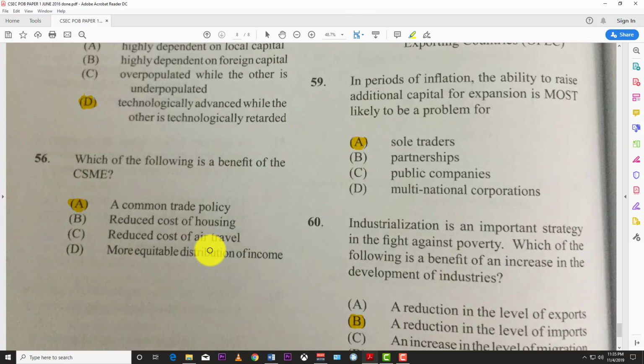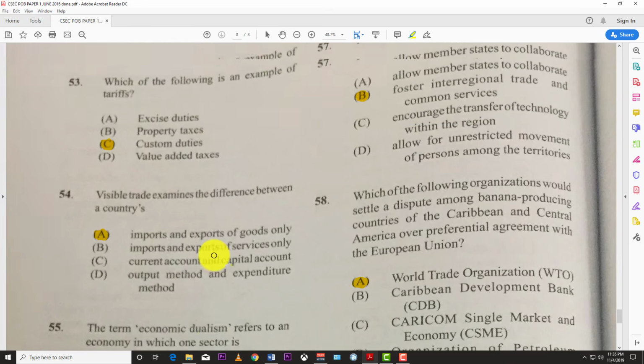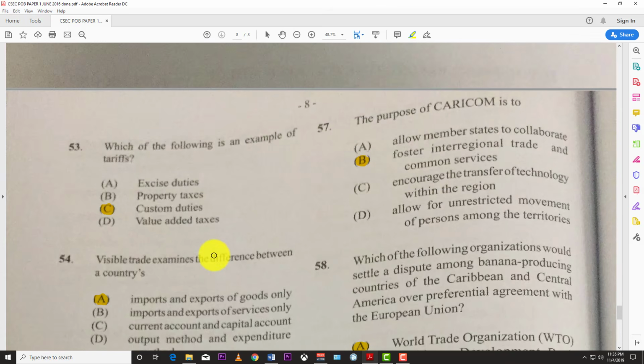56, which of the following is a benefit of CSME? The best answer here is a common trade policy, because CSME also incorporates CARICOM, and CARICOM is normally used for trading. It's a trading bloc within its member states. So 57, the purpose of CARICOM is to, here we go again, foster interregional trade and common services. That's the best answer, B, to foster interregional trade and common services. CARICOM is about trading.